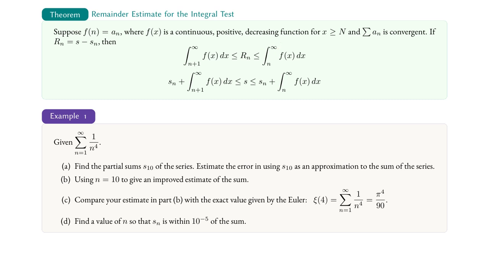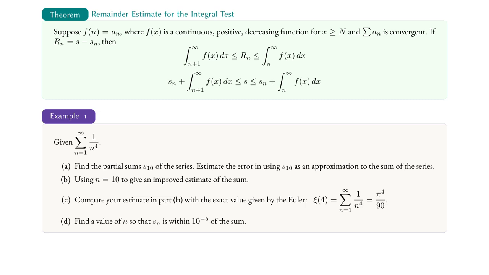And the actual sum, whatever it is, is between the partial sum plus the integral from n plus 1 to infinity of f of x dx, and the actual sum will be less than the partial sum plus the integral from n to infinity of f of x dx.